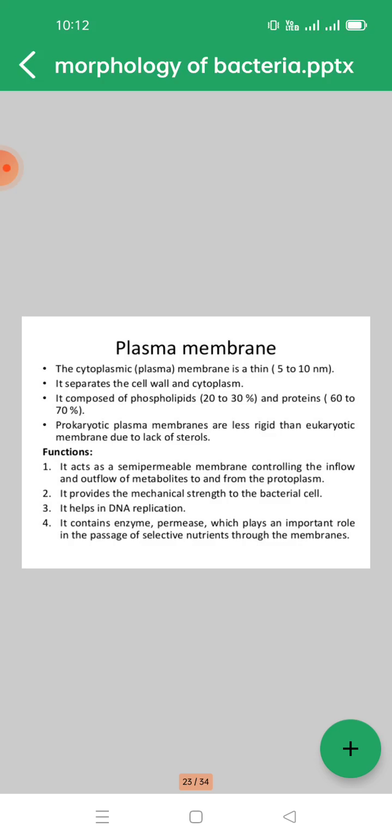What is the function of this plasma membrane? It acts as a semi-permeable membrane. It controls the inflow of nutrients and the outflow of metabolites. It helps in DNA replication, and it provides mechanical strength to the bacterial cell.